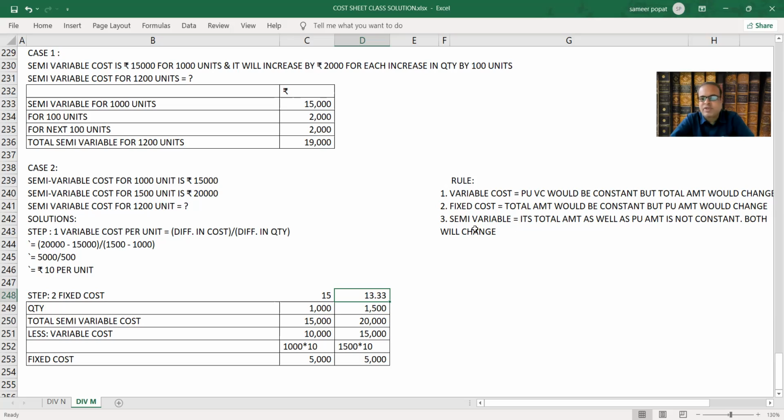So you need to break the semi-variable into fixed and variable, applying any of the methods which is applicable in the sum. Either they will give you the information to split the cost, or they will simply give us the detail about two different levels. By comparing two levels, we can find fixed and variable cost. Got it, everyone?